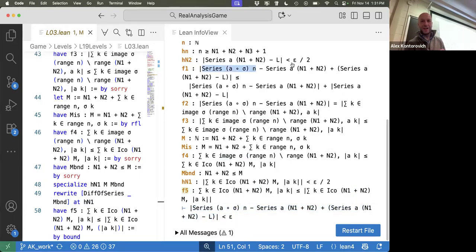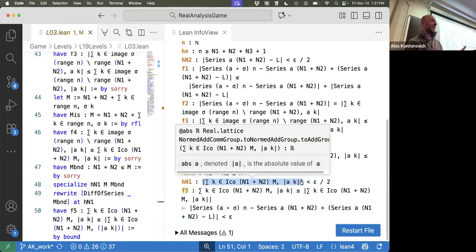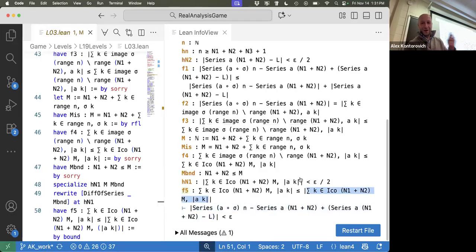And F1 says break that up by the triangle inequality. Why are these two things small? Because they differ by the sum over the difference between the image and the range. The image and the range is contained in some even smaller set, and that's less than epsilon over 2 because of Cauchy. And the other thing is less than epsilon over 2 because it converges, and you put the two epsilon over 2's together and you get it.